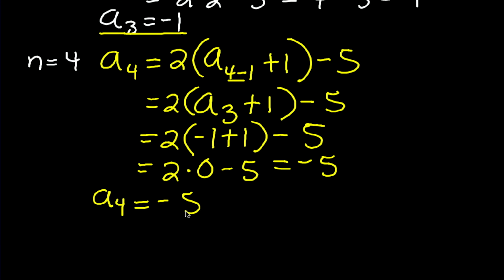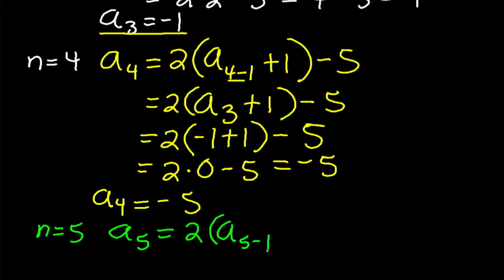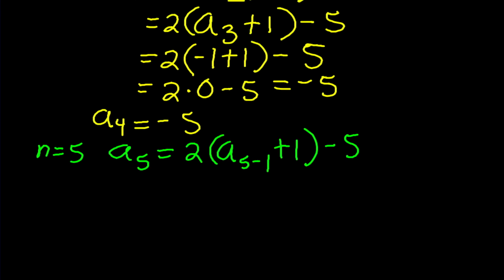All right, I have one more term to find. It says to find the first 5 terms. So I got to find the fifth term now. That means n is going to equal 5. So I'm finding a sub 5, the fifth term, is equal to 2 times a sub 5 minus 1 plus 1, subtract 5. So that's going to be equal to 2 times a sub, 5 minus 1 is going to be a sub 4. And again, that was my previous term right here. I'm going to substitute that in the next step.